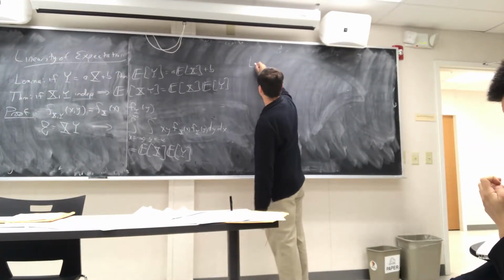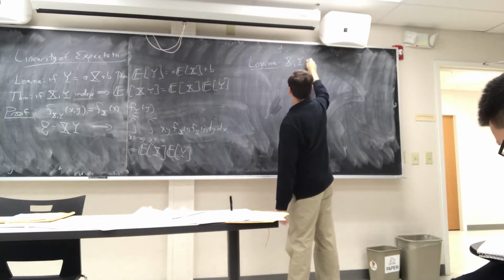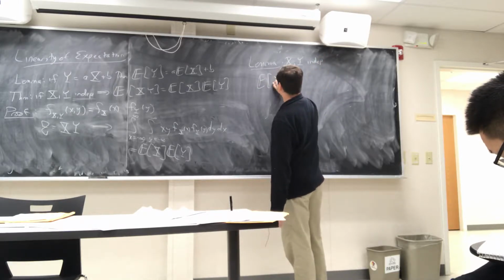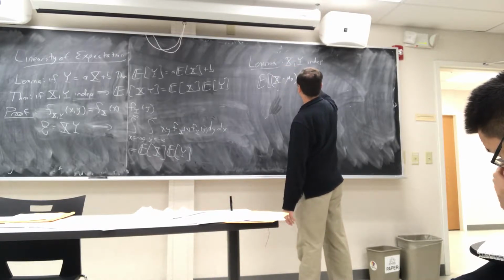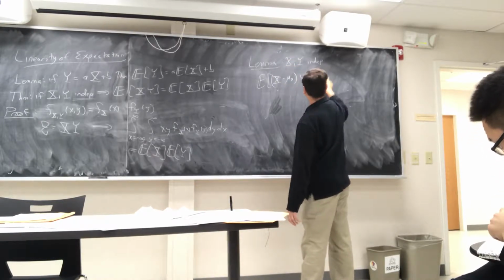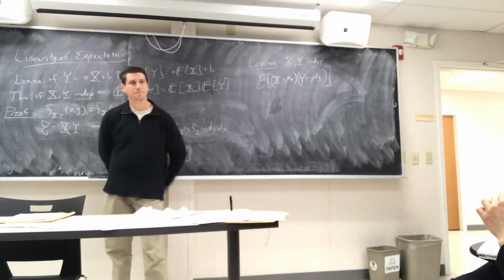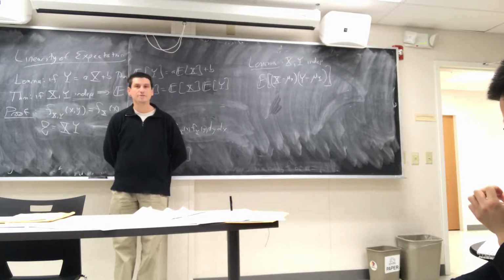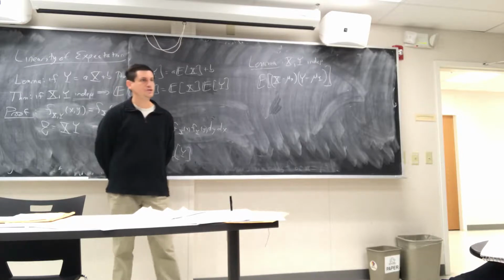Okay, so related to this is the following case. Let's say x and y are independent. The expected value of x minus mu x times y minus mu y. What should this equal? So this is the covariance of x and y. What should that equal for this problem? It should be 0.